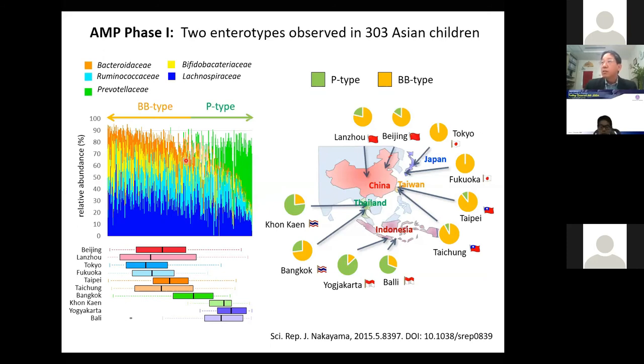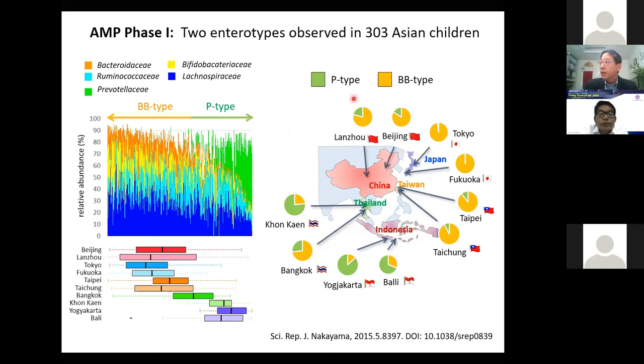So actually, we can differentiate these two communities into different types. The right type, rich in Prevotella, we term the P type, and the left type is the bifido and Bacteroides type, so BB type.